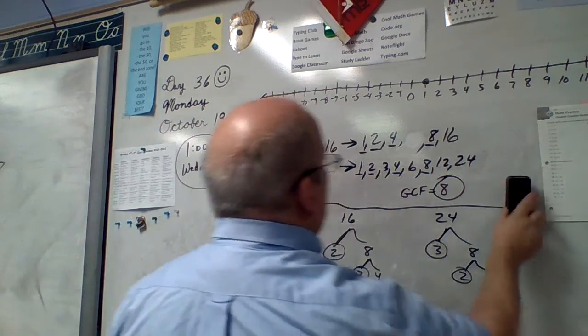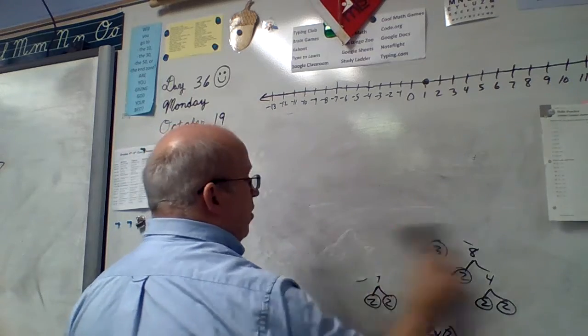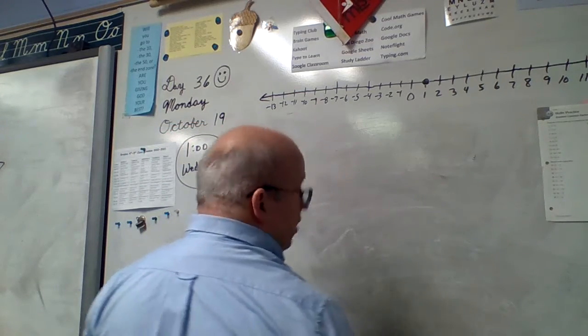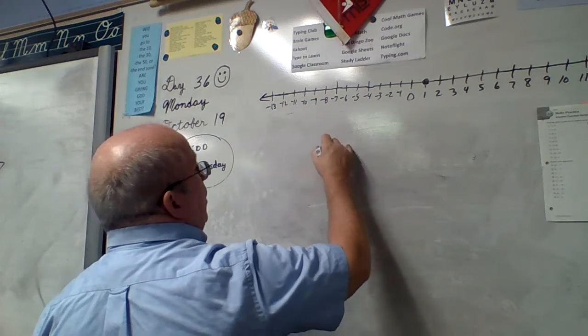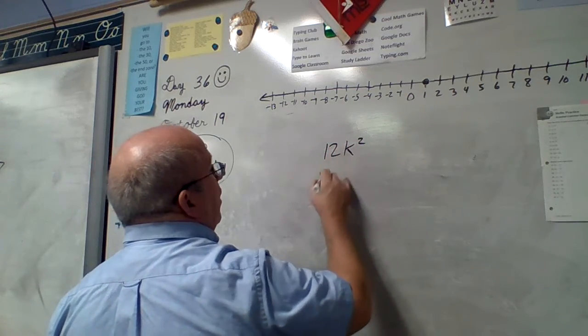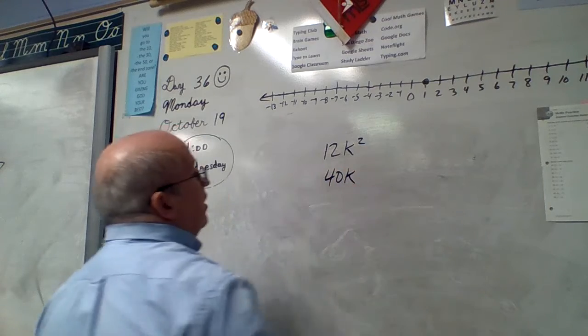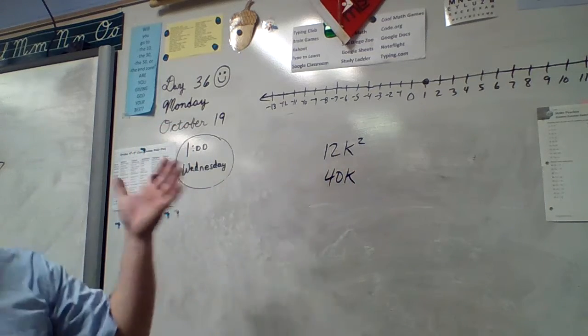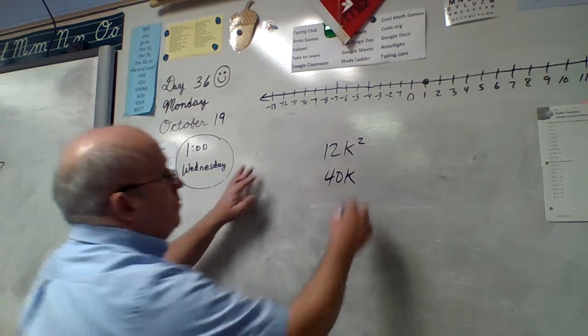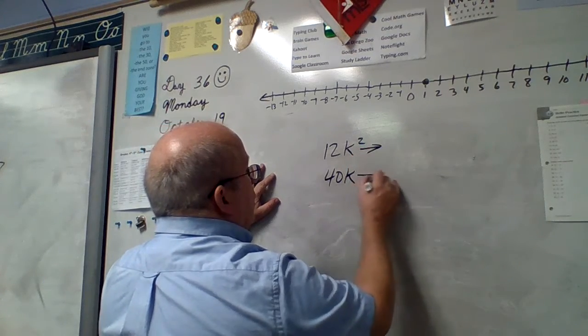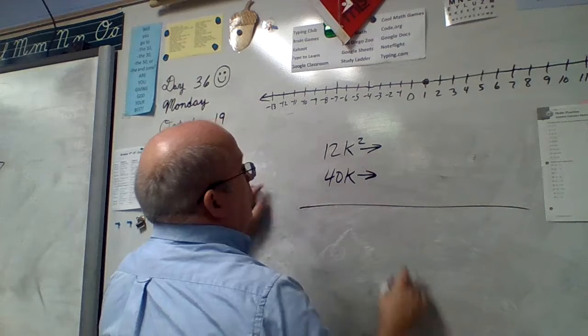Okay. What about those ones where they're going to get sneaky and attach variables to the end of them? Like, for example, what if I had 12k squared and 40k, and somebody said, what's the greatest common factor of that? Well, let's try both methods again.